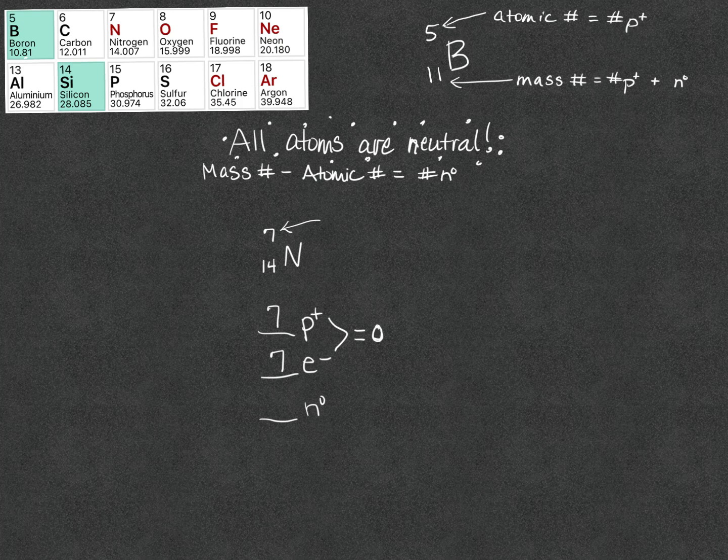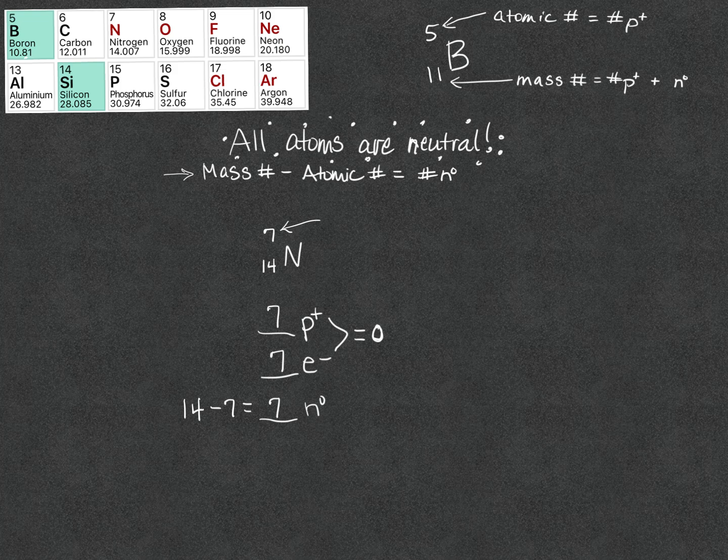For number of neutrons, remember we are going to calculate mass number minus atomic number. So our mass number here is 14, atomic number is 7, so 14 minus 7 gives us 7. So in this case, we have the same number of protons, electrons, and neutrons for an atom of nitrogen.